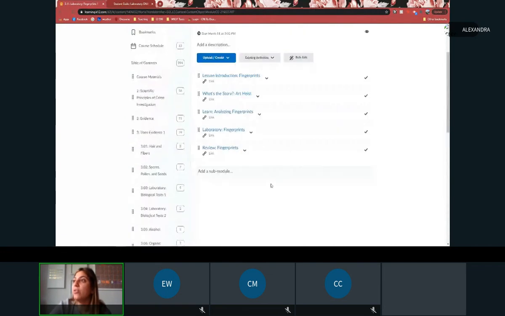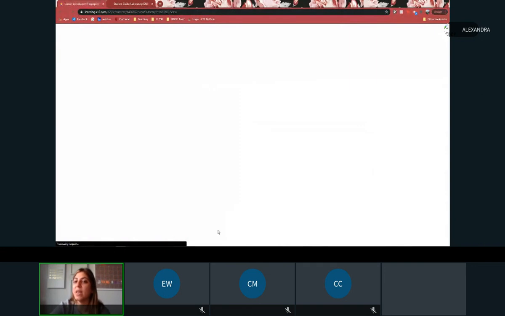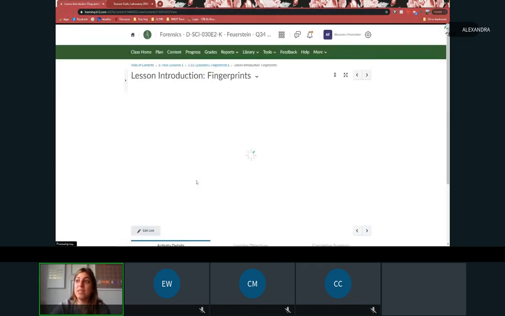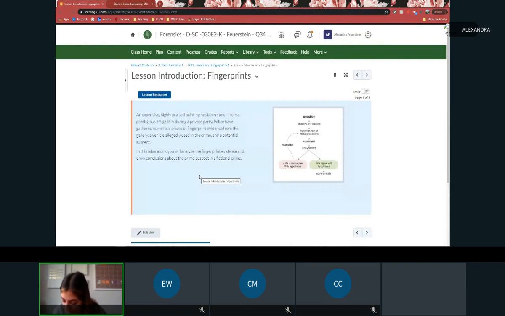So when we go to the fingerprints, we're going to go through the introduction. Let's just go through this together so we can all be on the same page. I will tell you, when I was looking through this, I learned so much about fingerprints. It's really fascinating because you could even look at your own fingers and start to determine the characteristics, right?